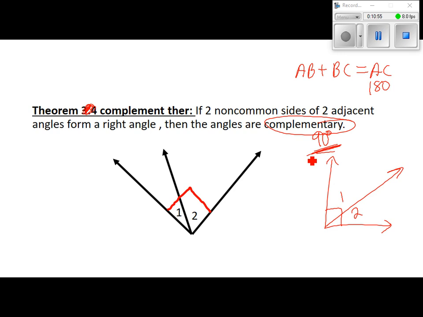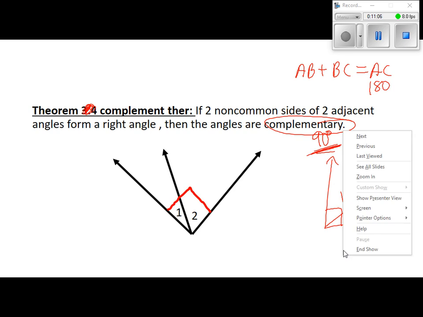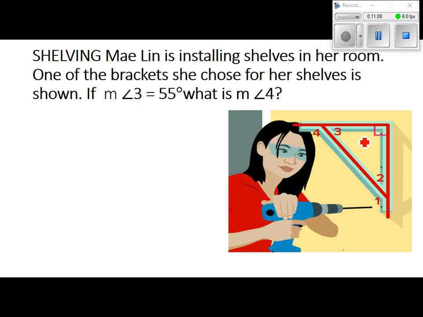Not so much using this theorem, it's not all that important. The supplementary theorem is a little more important. Shelving. Maylin is installing shelves in her room. One of the brackets she chose for her shelf is shown. If the measure of angle 3 is 55 degrees, I'm going to write that in right here. It's 55 degrees. Might do the same on your paper there. What is the measure of angle 4?